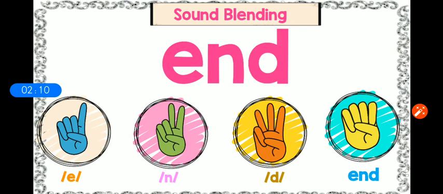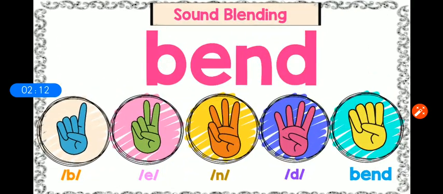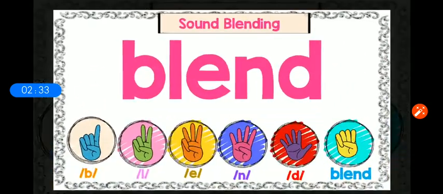Now, let's see the other word we have today. Now, let's sound. B, d, bend. B, d, bend. Okay? Did you make a fist? Always make a fist.